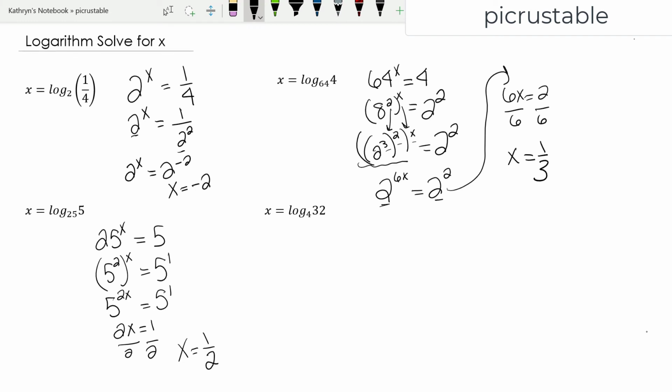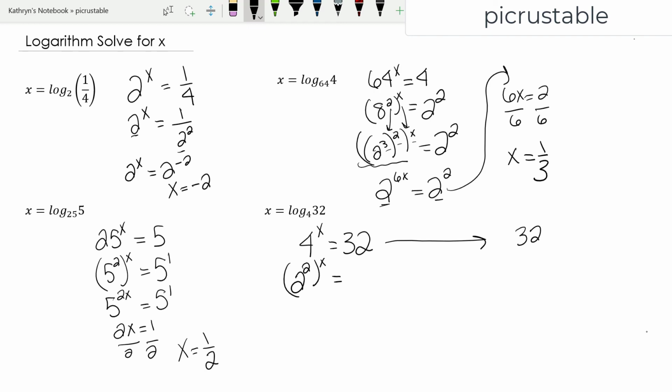Let's look at our last one. x equals the log base 4 of 32. Let's rewrite it. 4 to the x equals 32. Well, once again, I have the 4, so I'm just going to write 2 to the second, and that's 4. Now let's see, 32. Well, some of you see it right away, some of us don't. So I'm going to show you how my brain breaks it down.